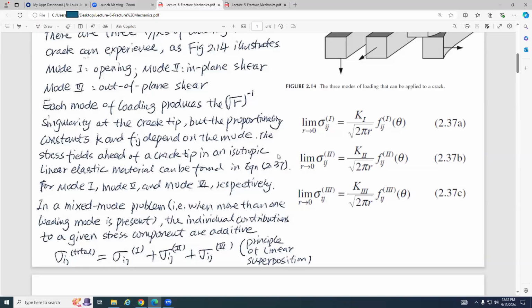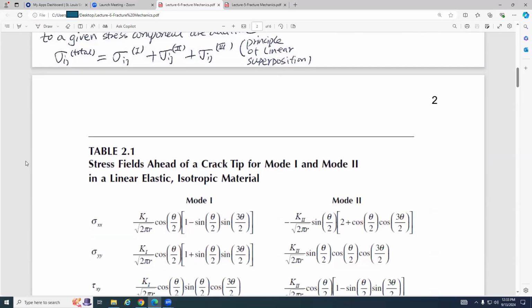So the assumption is the material is linear elastic. So here sigma ij total equals sigma ij1 plus sigma ij2 plus sigma ij3. So this is the principle of linear superposition. You guys still remember this one? If you have taken CAE with me, you will know that. Questions so far? Guys, are you listening to me or are you doing something else? Huh? Listening. Okay, good.